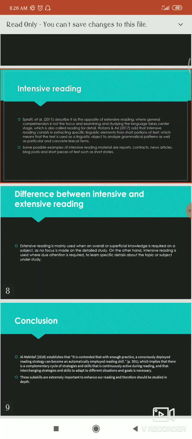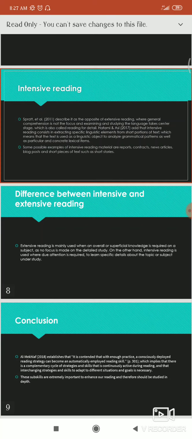So, conclusion, in my opinion: as we all know, subskills are a very important part for us. Somewhere or everywhere we are using them, but somehow we are unaware of how this is impacting our reading. Subskills really help us to improve our reading skills, and if we focus on them, our linguistic ability will definitely improve.